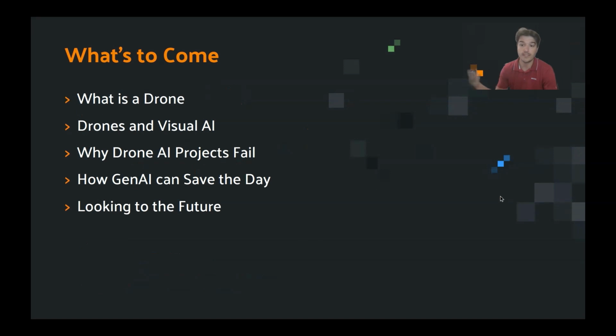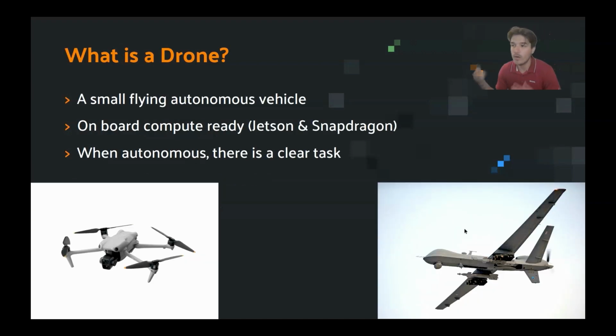We'll be going over what is a drone, talking about that, sets a baseline of where we're going to start. Then go into drones and visual AI today, how they're being used, what kind of use cases we're looking at. We'll talk about why drone AI projects fail often and how Gen AI can save the day. We'll do a little quick look to the future after that, but lots to come. So starting, what is a drone?